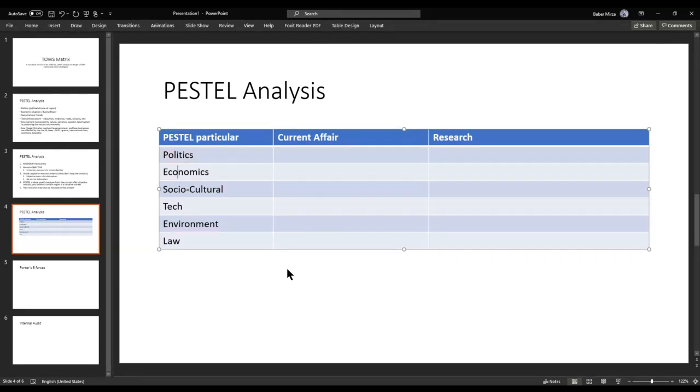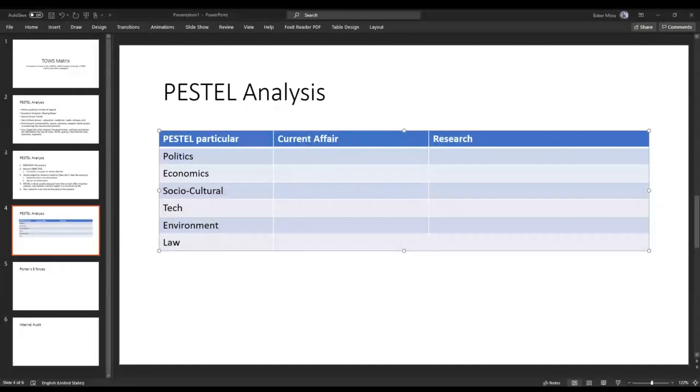Okay, so I'm not going to do the entire research right in front of you, but what I could show you is the methodology in which how I think. So currently, what's up in politics in France?